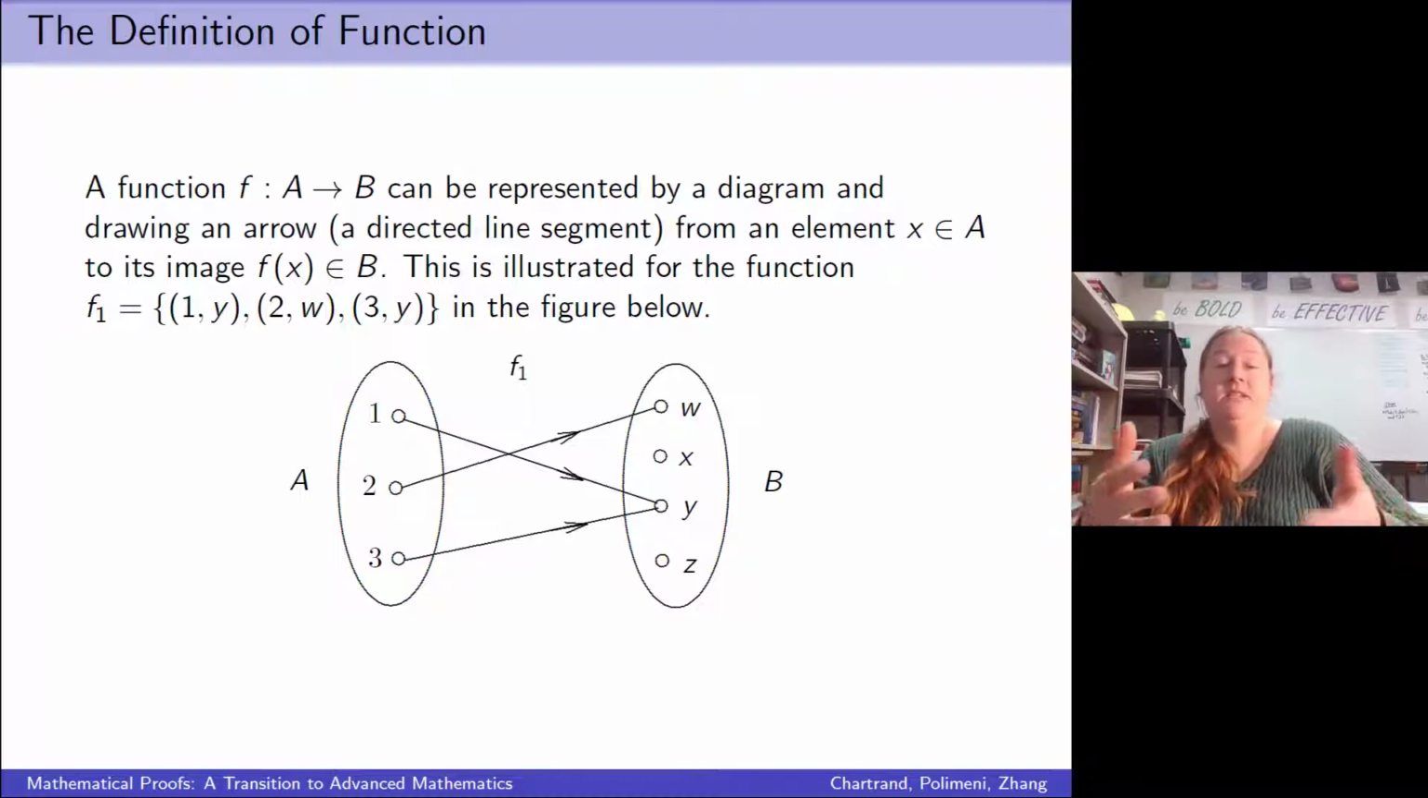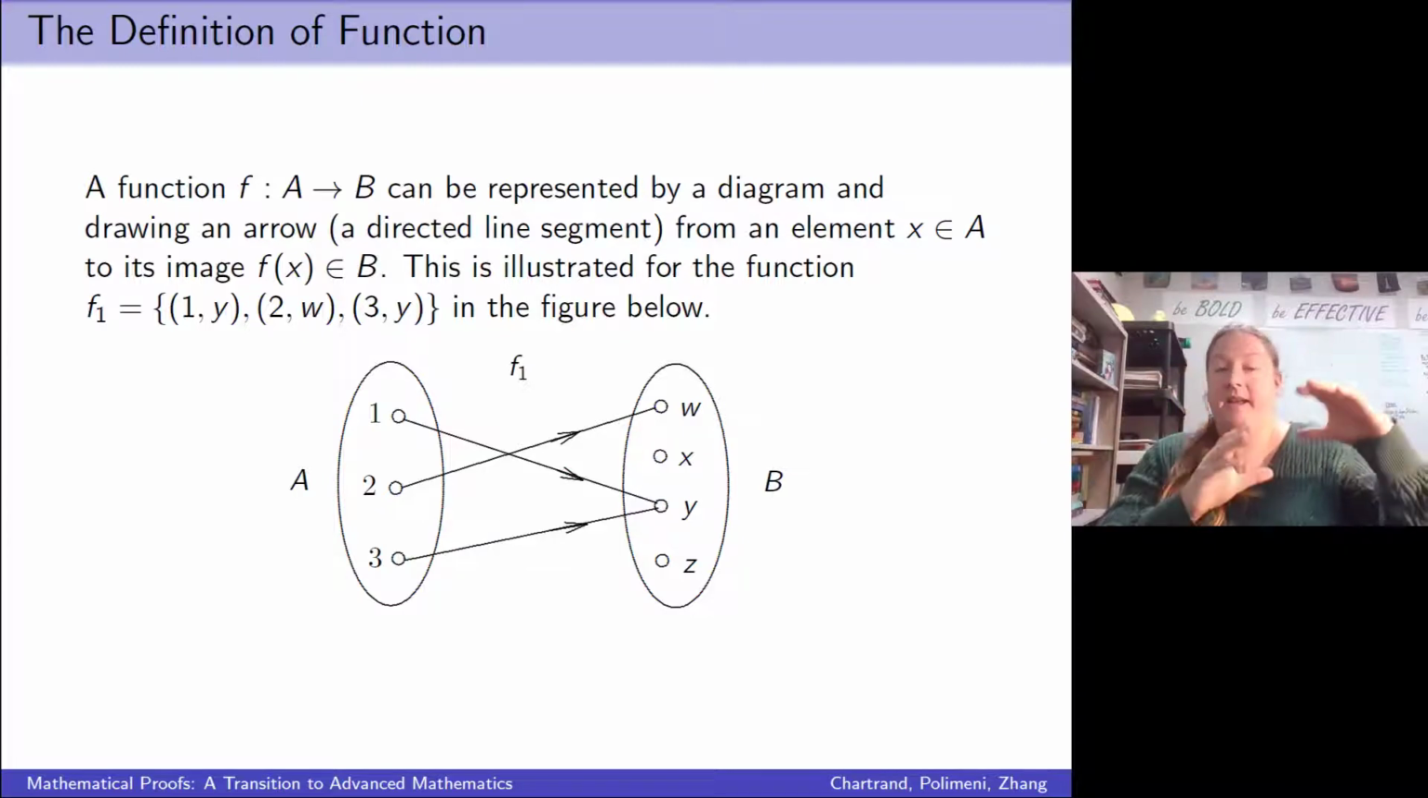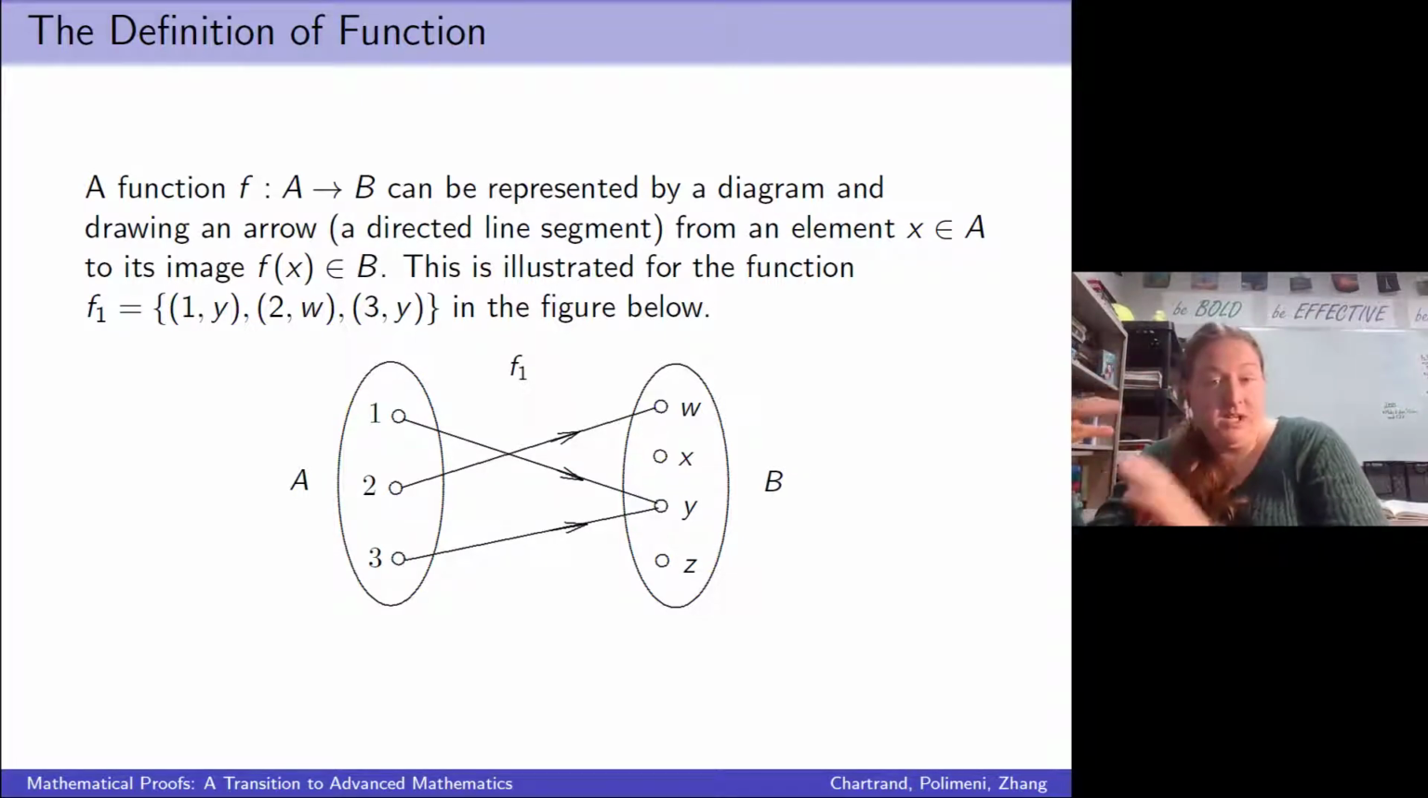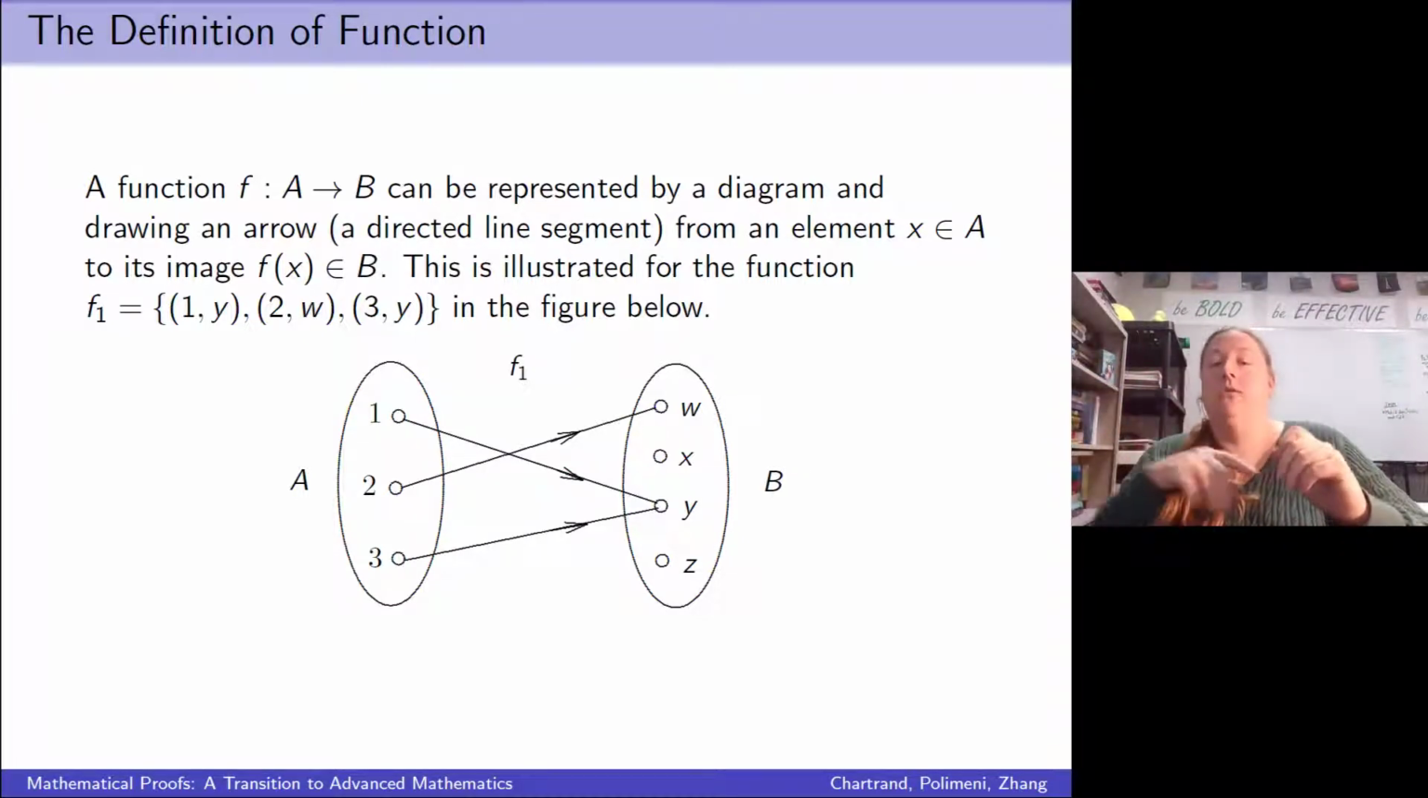You've probably seen this depiction of a function before where we can represent it with a diagram. So we put our set A in a circle and we put our set B in a circle, and then we draw an arrow in between the elements of A and the elements of B to show where the function is mapping each one of the elements to. In order to be a function in this case, we need every element in A to have exactly one arrow coming from it.